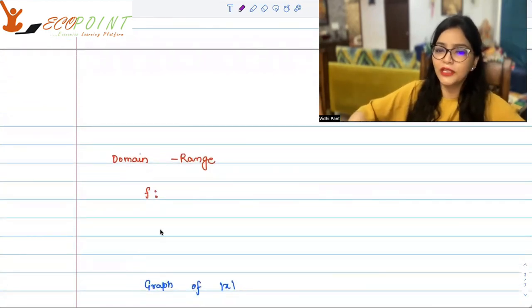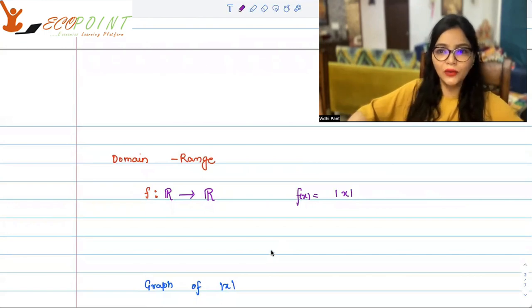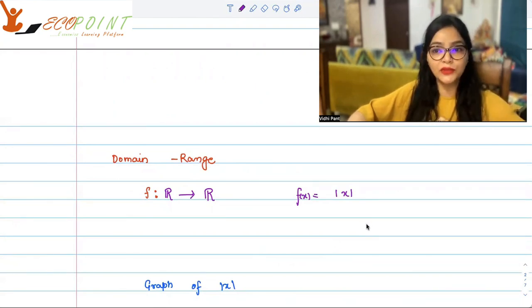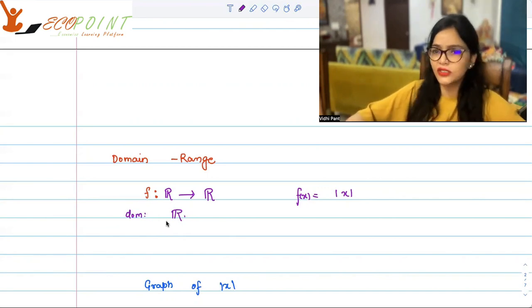So what is the domain and range of this function? Suppose we take this function f as R to R, and f(x) is defined as mod x. By now, we know what exactly it means. It's a positive value that gets generated by any kind of input that you take. So that means domain for this function is the entire set of real numbers. You can have negative numbers, rationals, irrationals. All real numbers are possible as an input.